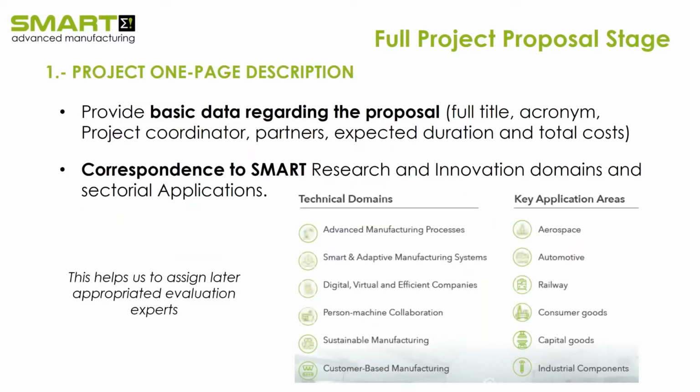So, okay, the first part is the project one-page description, just the full title, acronym, who's the coordinator, and as I was mentioning before, which technical domain from the 6 we have defined in our technology roadmap your project is closer to. It could be one, it could be several of them, and also which application areas, I mean, aerospace, automotive, railway, consumer goods, capital goods, industrial components, could be your project closer to this industrial sector.